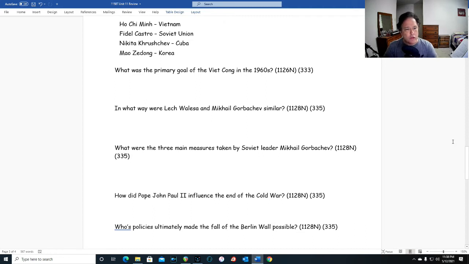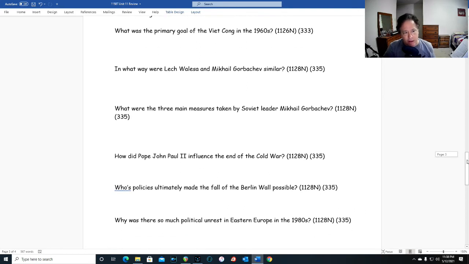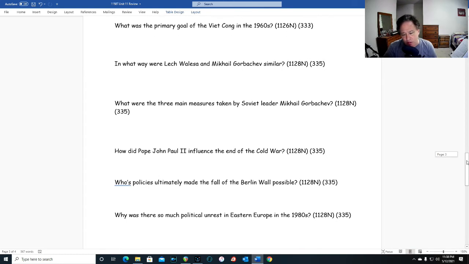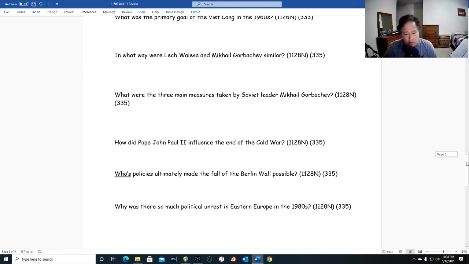So moving back over to Eastern Europe, we're looking at Lech Walesa and Mikhail Gorbachev. How are they similar? They both lived in Eastern Europe. Of course, Lech Walesa was Polish, Mikhail Gorbachev was Russian. But one thing you can say about them that they had in common was that they were both serious reformists. And otherwise, their backgrounds were quite different. And we're going to learn a little bit more about Lech Walesa in just a second.